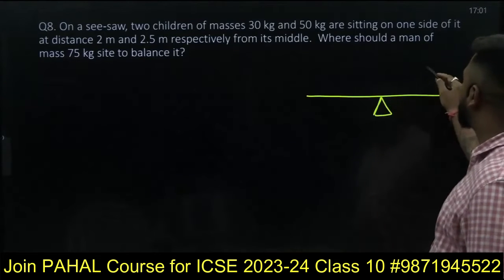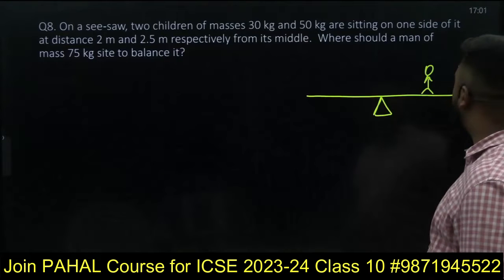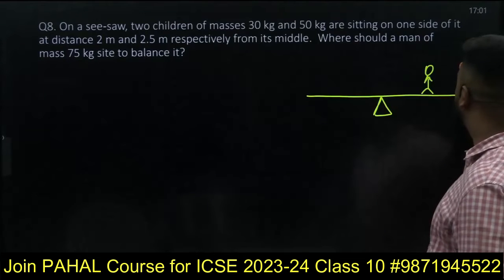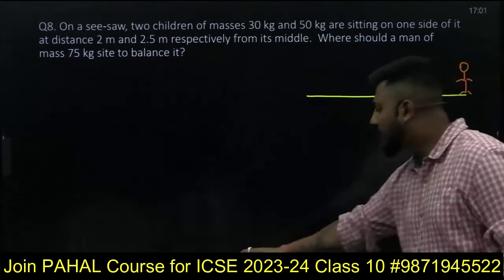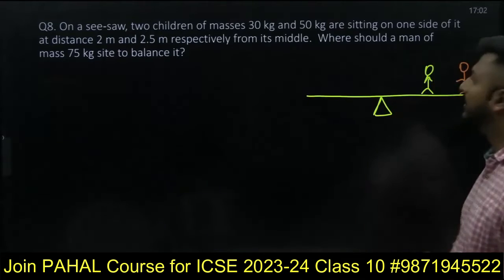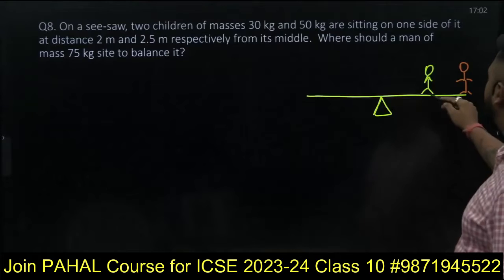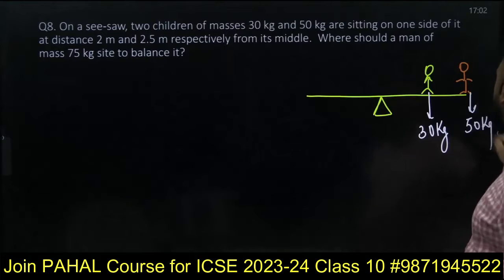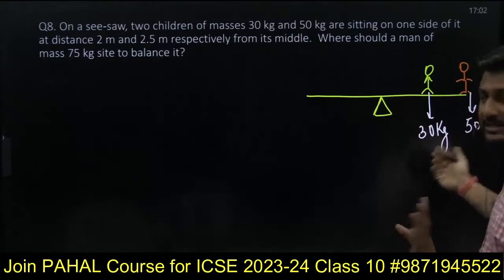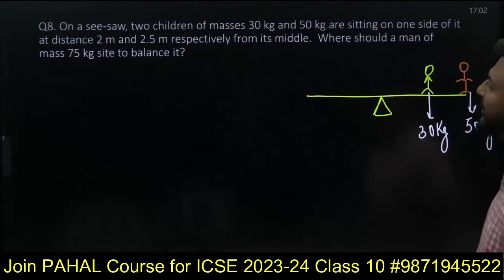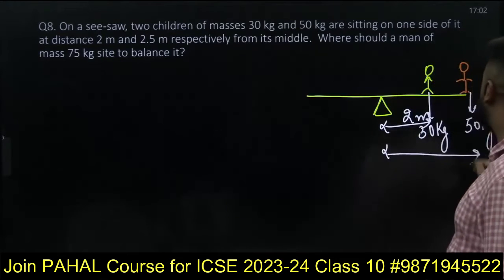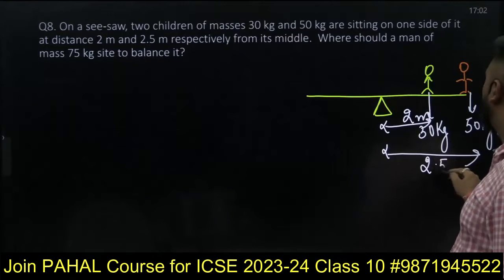Now, what it says is, on a seesaw, two children of masses 30 kg and 50 kg are sitting. Two children are sitting. So let's say the first is sitting over here, and the second one, let's change the color, is sitting over here. The mass of this one is 30 kg and the mass of this one is 50 kg, sitting on one side of it. That means both are sitting on the same side, at a distance of 2 meter and 2.5 meters. From the center, this distance is 2 meter, and from the center, the distance of this orange boy is 2.5 meters.